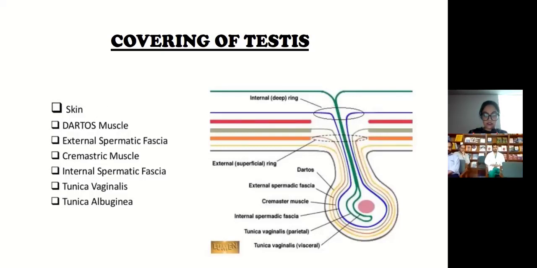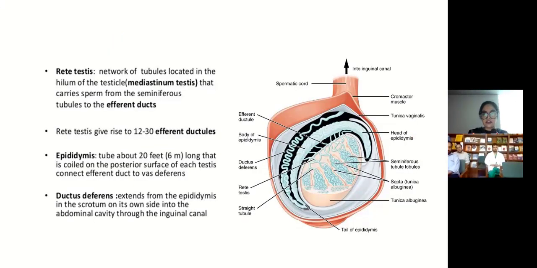The covering of the testis includes the skin, dartos muscle, external spermatic fascia, cremasteric muscle between the two fascias, tunica vaginalis, and tunica albuginea. The rete testis, as you can see in the diagram, is the network of tubules located in the hilum of the testis that carries sperm from the seminiferous tubules to the efferent ducts. Rete testis gives rise to 12 to 30 efferent ductules. The epididymis is a tube about 20 feet long that is coiled on the posterior surface of each testis and connects the efferent duct to the vas deferens. The ductus deferens extends from the epididymis in the scrotum on its own side into the abdominal cavity to the inguinal canal.